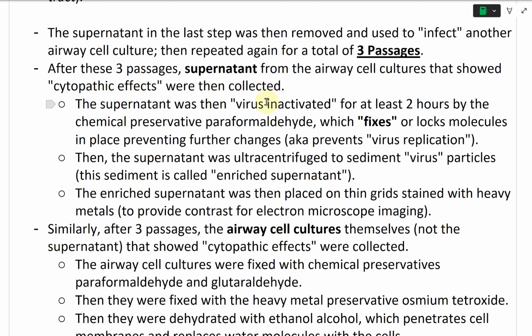The supernatant was then, quote, virus inactivated for at least 2 hours by the chemical preservative paraformaldehyde, which, quote, fixes or locks molecules in place, preventing further changes, aka prevents, quote, virus replication. Then the supernatant was ultracentrifuged to sediment, quote, virus particles. This sediment is called enriched supernatant. The enriched supernatant was then placed on thin grids stained with heavy metals to provide contrast for electron microscope imaging.